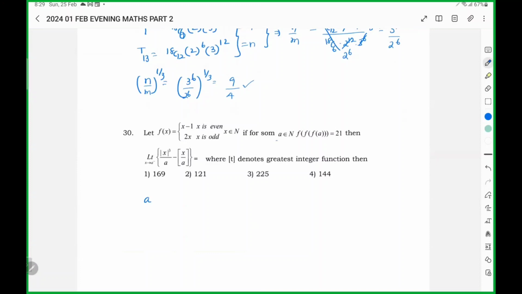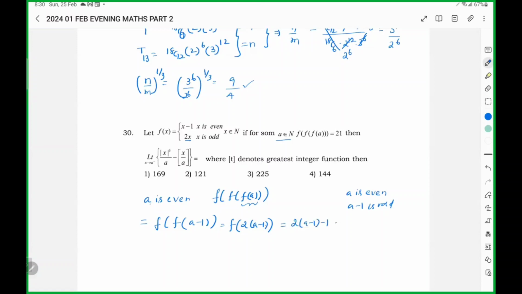Here it is. Let us take some A. Suppose A is even. F of A becomes f of A minus 1. A is even, so A minus 1 is odd. Once it is odd, we get f of 2 times A minus 1. So 2 times is there, it becomes even. So substituting there, we get 2A minus 3. So 2A minus 3 here is 21. We get A as 12.